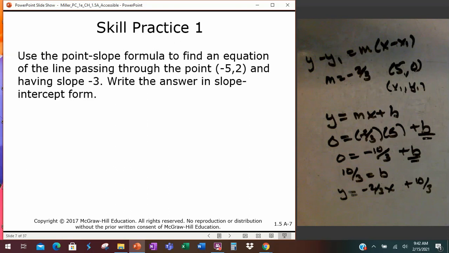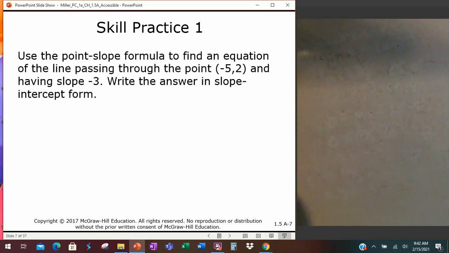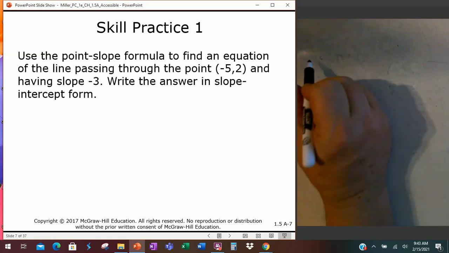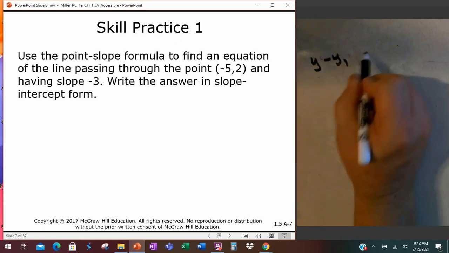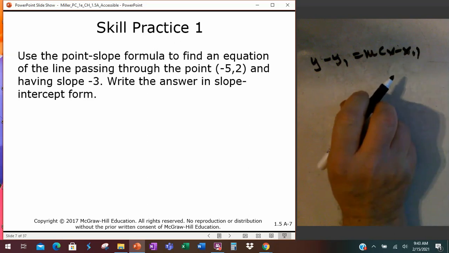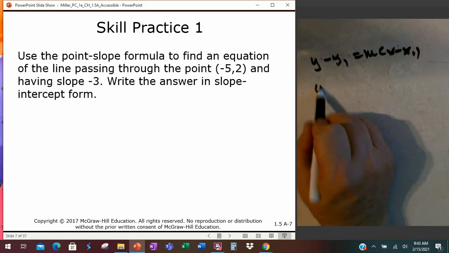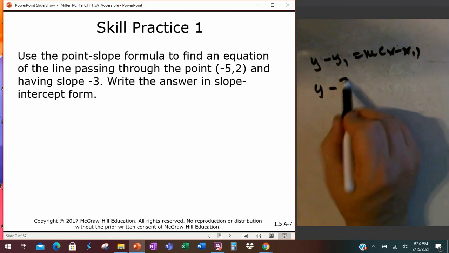So use the point slope formula to find an equation of the line passing through the point (-5, 2) and having slope -3, and then write the answer in slope-intercept form again. Okay, so let's do y minus y1 equals m times (x minus x1). We're given m is equal to -3.